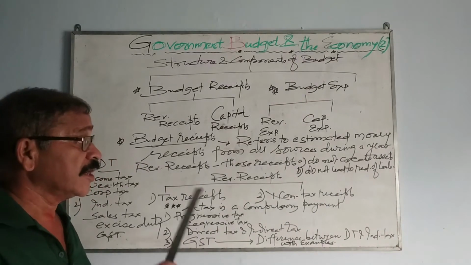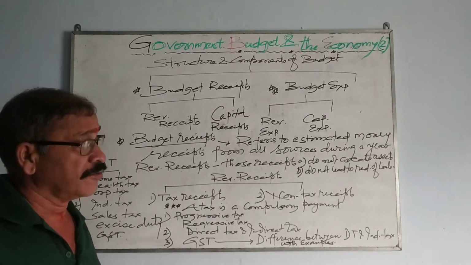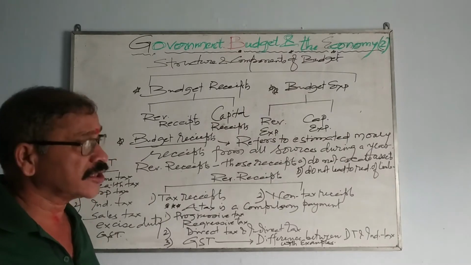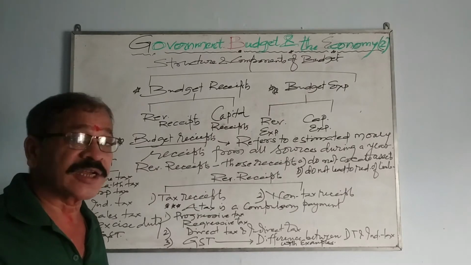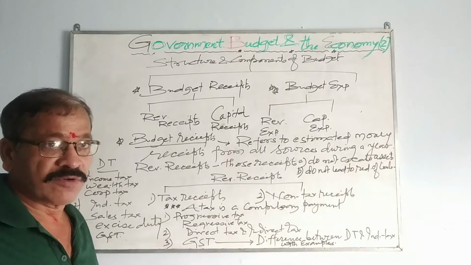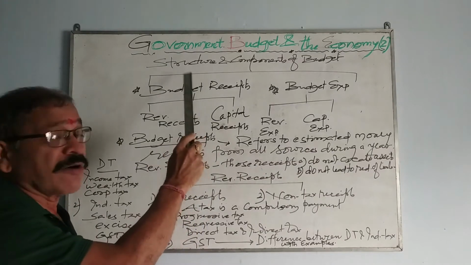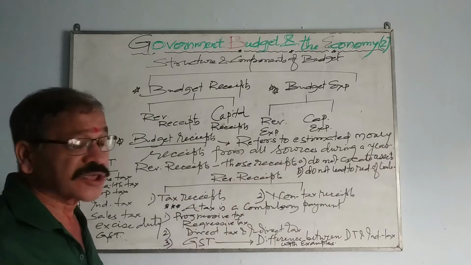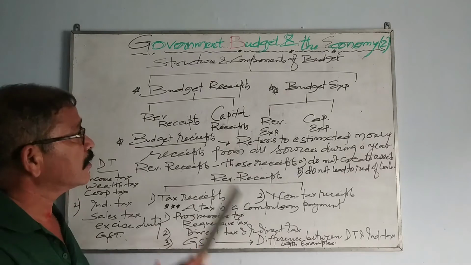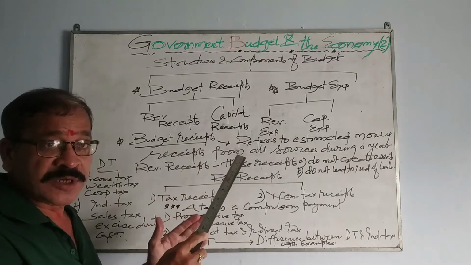I again repeat, revenue receipts are those receipts received by the government which do not create assets and which do not lead to reduction of liabilities. Once again, I go back to the topic. Our topic of today is structure and components of budget. It has two parts: budget receipts and budget expenditure.